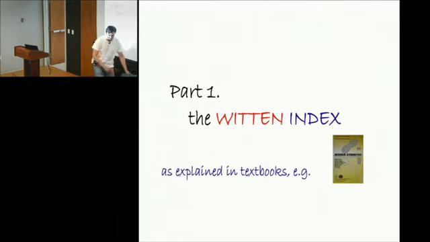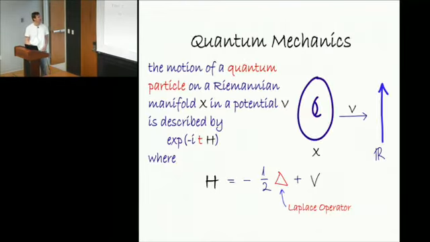I'll read for you, or we'll see on the projector, some pages from textbooks, and the textbooks start with just quantum mechanics. This says if I have a motion of a quantum particle in a manifold in a potential, then the evolution operator is exponential of minus iTh, where h is the Laplace operator in that potential. Okay, so far so good.